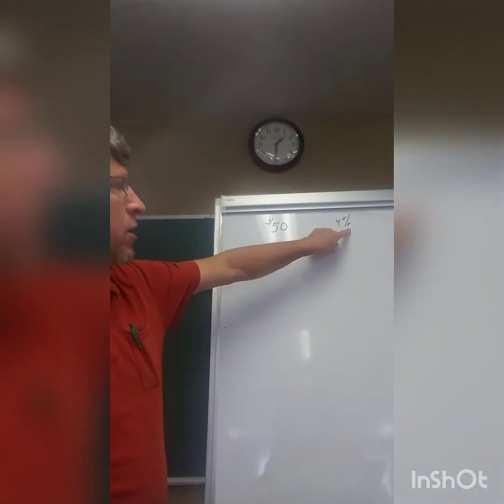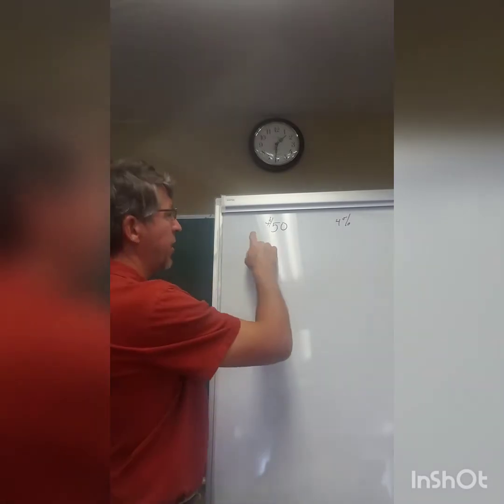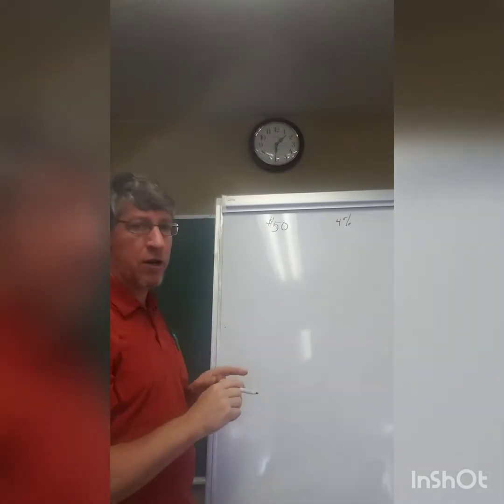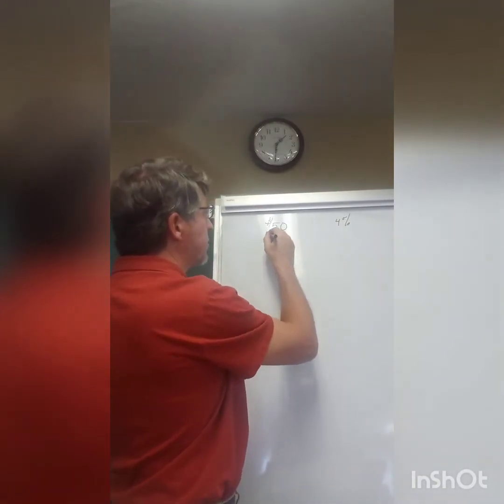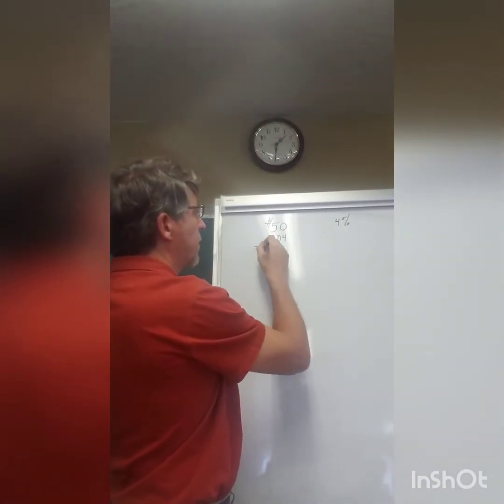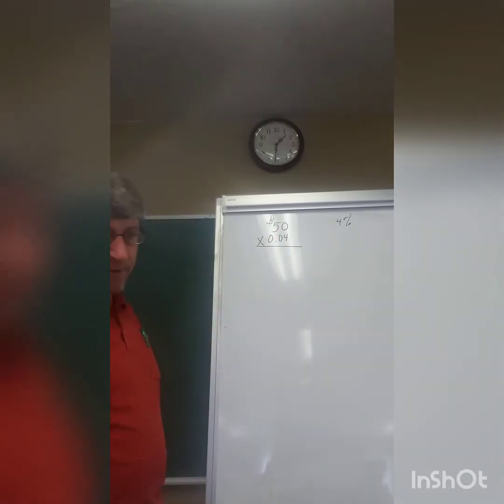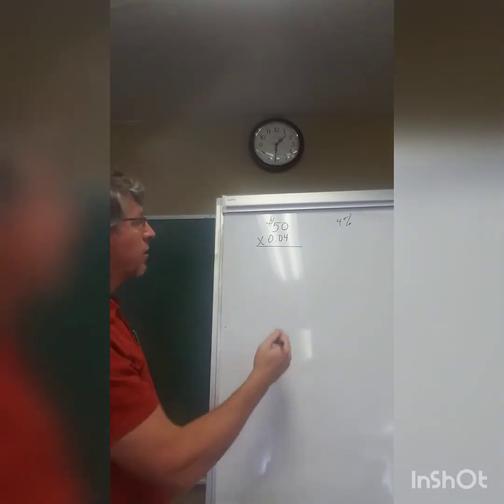But tell me, how do you change 4% to a decimal? Because you're going to have to multiply $50 times 4%. So remember, move the decimal point over 2 places. So it's going to be 0.04. And that's what you multiply. Okay, so I want you to do that.